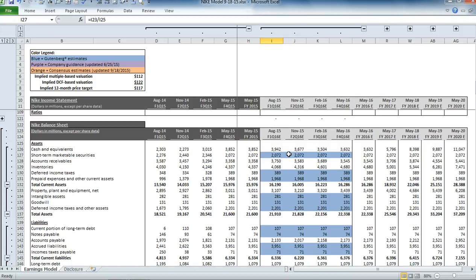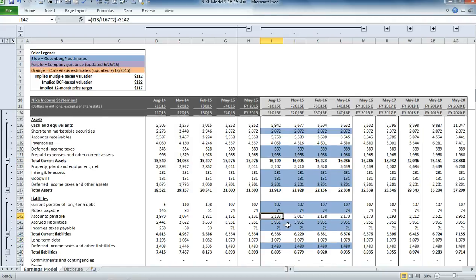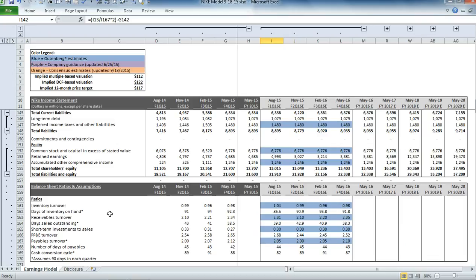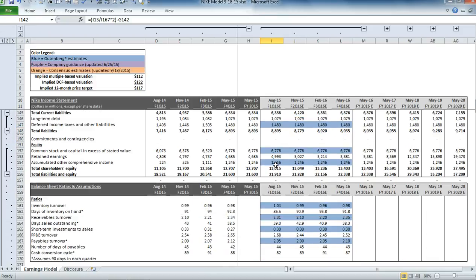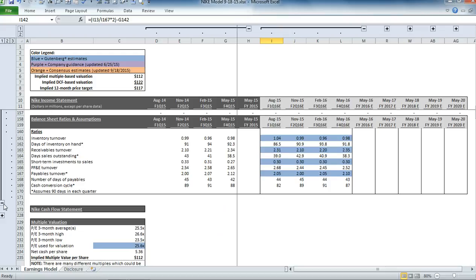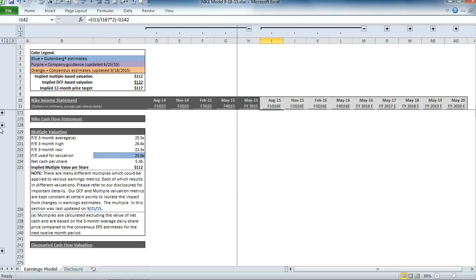Some of the balances are very difficult to project, like deferred income taxes and prepaid expenses, so we just set those equal to what they were at the end of last period. We tend to focus on accounts receivable, inventory, and accounts payable, and if you scroll to the bottom of the balance sheet, you'll see we use some balance sheet statement ratios to project out the balances up here. We take a similar approach with the cash flow statement.